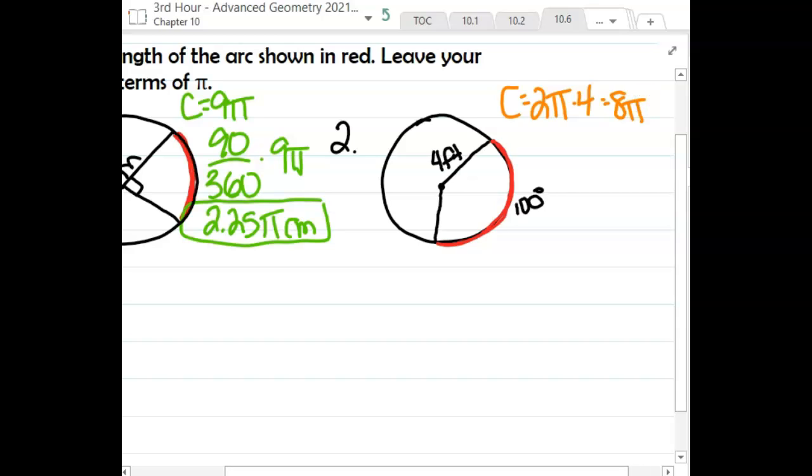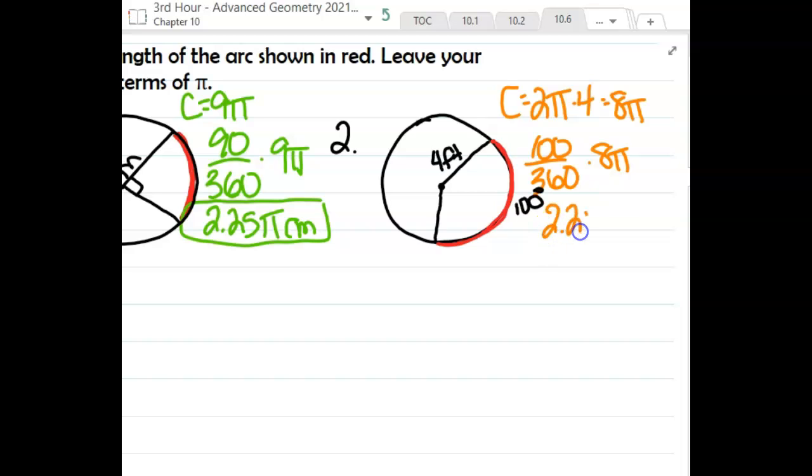But that's all the way around. I'm not looking for all the way around. Now we're going to say, okay, here's how much of the circle I'm talking about. How much of the circle is this arc? 100 out of 360. You're going to multiply that by the entire circumference. Once again, I think the ones on your homework end up being a little bit nicer answers. You're going to have to round on this one. If you plug that into your calculator, you should get about 2.2 pi feet.